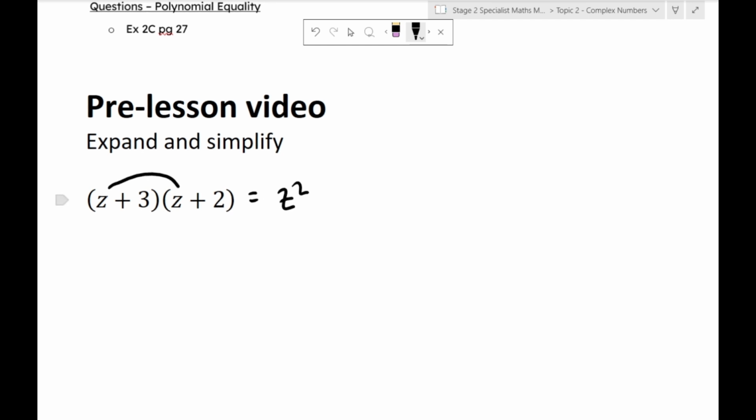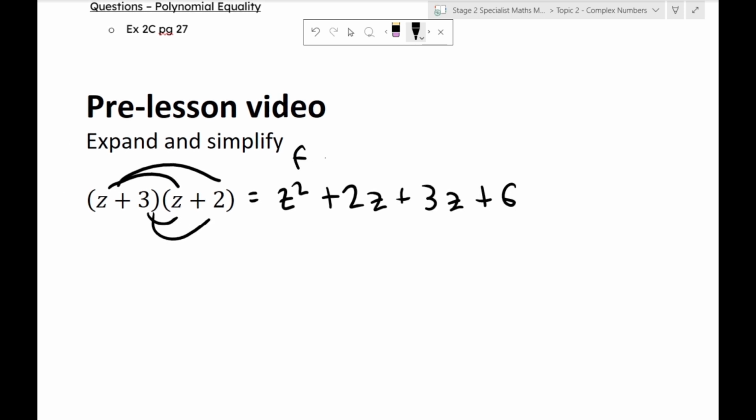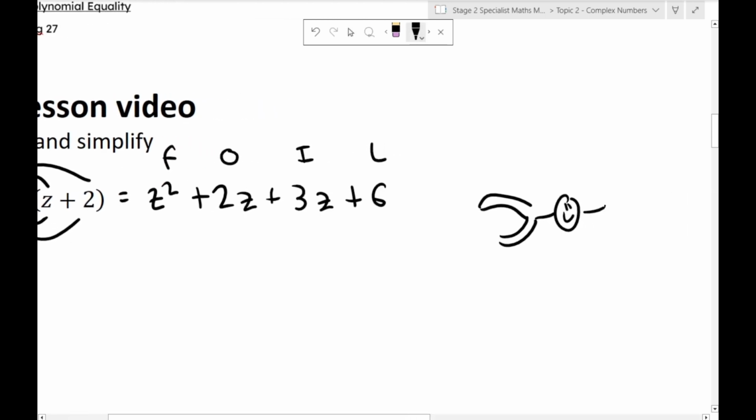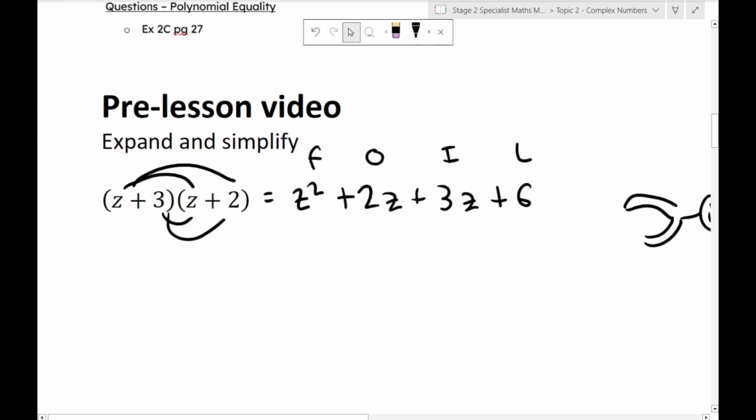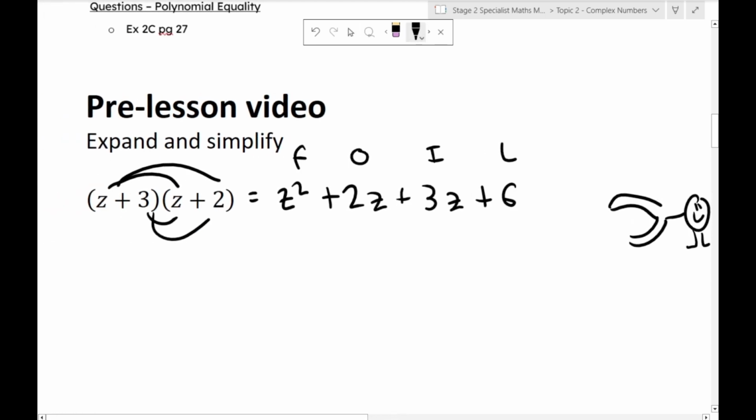z squared plus 2z plus 3z plus 6, and that is our FOIL method. First, outside, inside, last. Sometimes it's also known as the crab claw method because when you draw it out, it looks like a lovely crab. Anyway, let's keep going on that. So we're going to collect like terms. We'll collect our z squared terms first, then our individual z terms, and then our last term there.